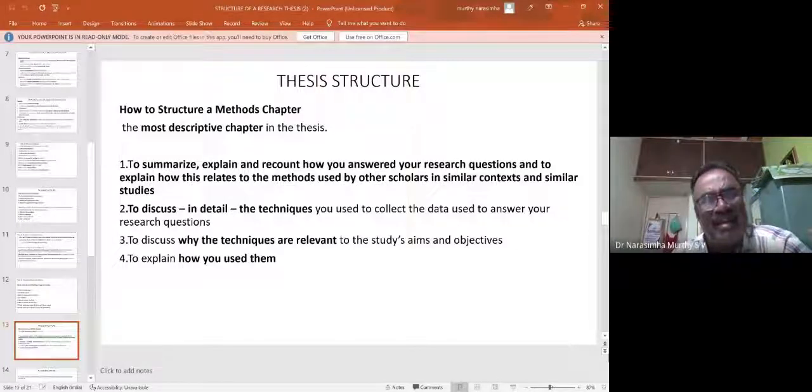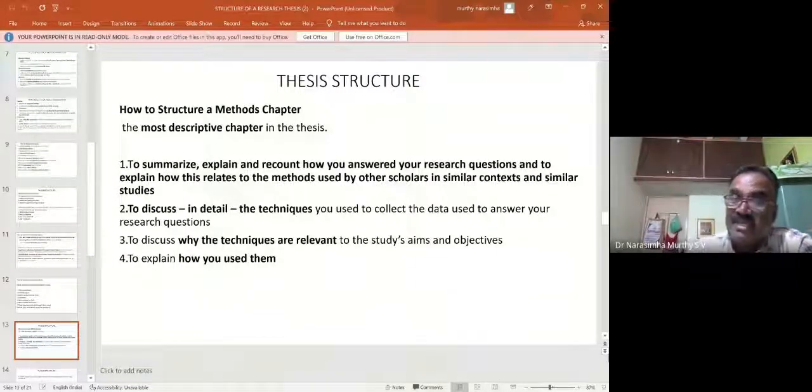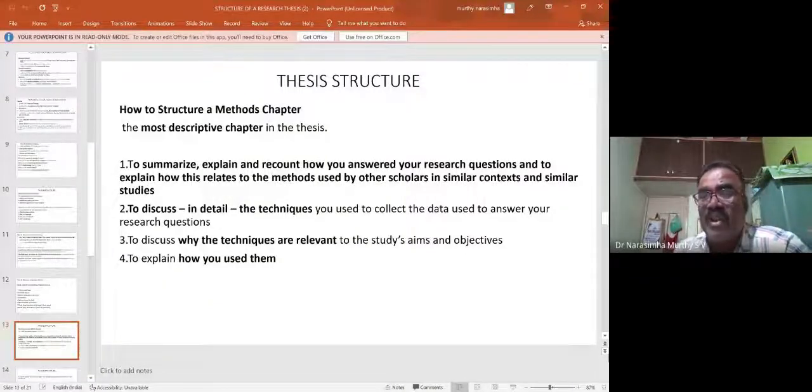This methods, usually it can come in the introduction itself. But as I told you, many universities these days are making it a point that methodology, methods, yes. It's a kind of summarizing, explaining, or recounting how you answered your research questions and how this relates to the methods used by other scholars in similar contexts or similar studies. Very simple, to discuss the techniques in detail. Not only that, why these techniques are relevant to the aims and objectives of the particular study.